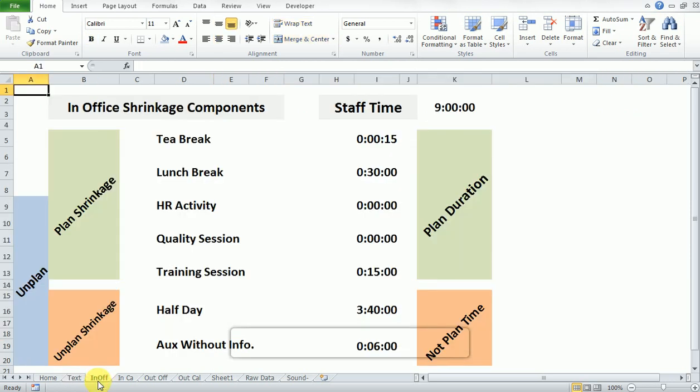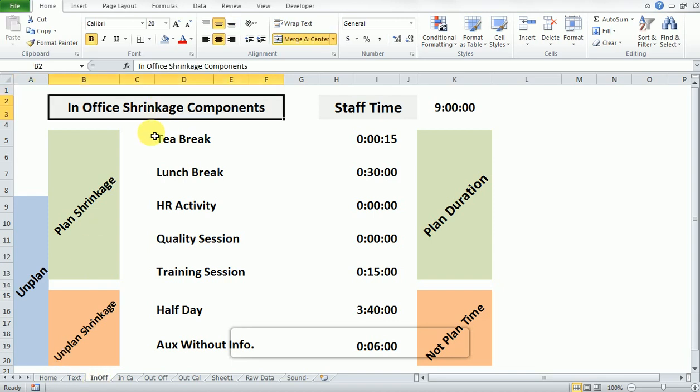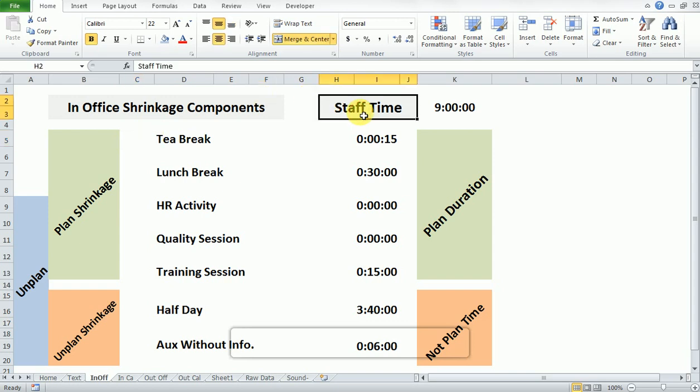Now I am trying to clarify the in-office shrinkage calculation components. You may know that in any office there is a staffing time. What is staff time? Staff time depends on the process. 9 hours is the standard staff time for any office, which includes the break time. That would be 1 hour for breaks: 15 minutes twice for tea breaks, and 30 minutes for lunch break. So total is 1 hour of break, and 8 hours is working hours.